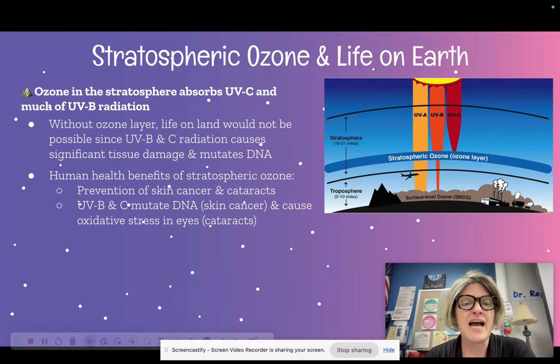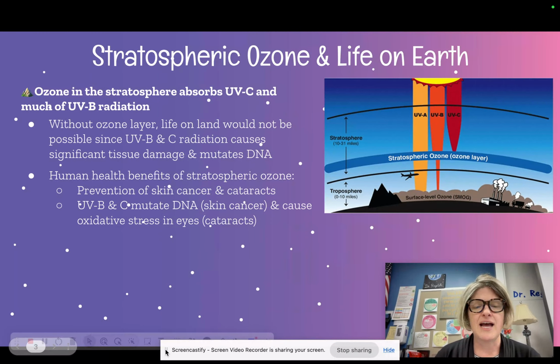UVB and UVC actually mutate the DNA, and so that's what causes that skin cancer, and it's what causes the deterioration of the lens in the eye. The lens of the eye starts to get cloudy, and it impairs the vision of the person that is actually experiencing that cataract.